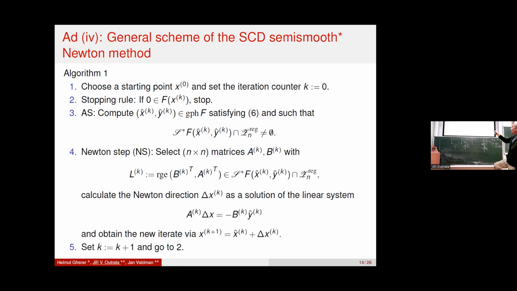And having these matrices, the whole thing is just the solution of a linear square system with a non-singular matrix. The non-singularity is due to the assumed regularity, and we obtain the next iteration xk plus 1 in this way. Then we update k to k plus 1. So this is, of course, a conceptual algorithm for each class of problems of this type. We have to elaborate in a suitable way, especially this approximation step and the Newton step.